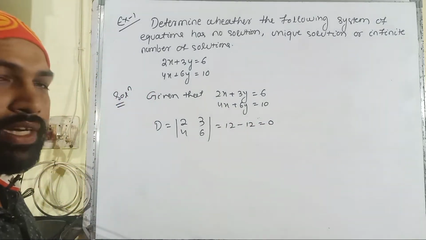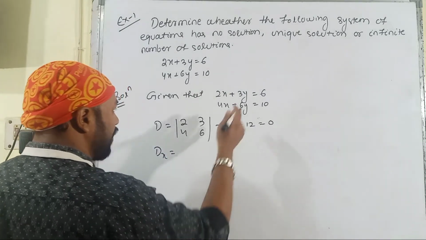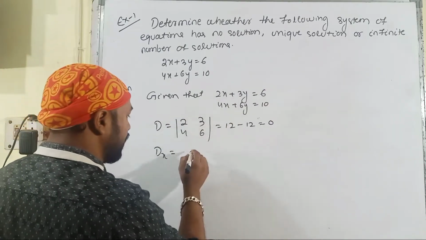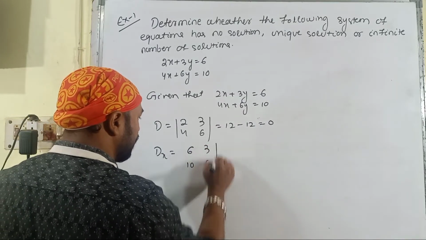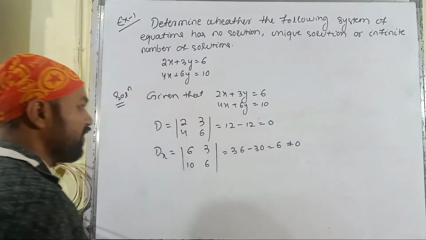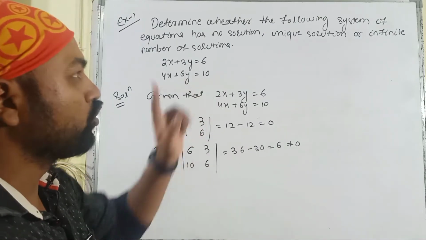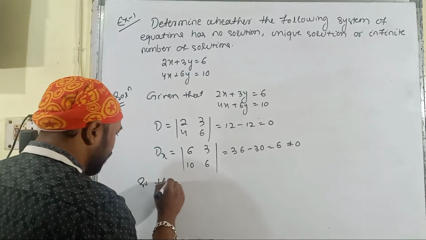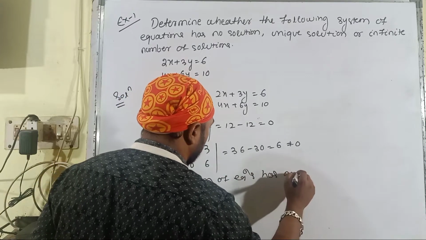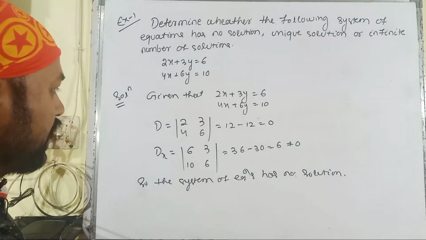Then we have to go through the Dx value. Here Dx or D1, first of all, we have to substitute the constants in place of the coefficient of x variable. That means in place of 2 and 4, we have to write down 6, 10, 3, 6. It is 36 minus 30, it is equal to 6, which is not equal to 0. That means if D is equal to 0 and Dx is not equal to 0, the system of equations has no solution. So the first problem has been completed here and it has no solution.